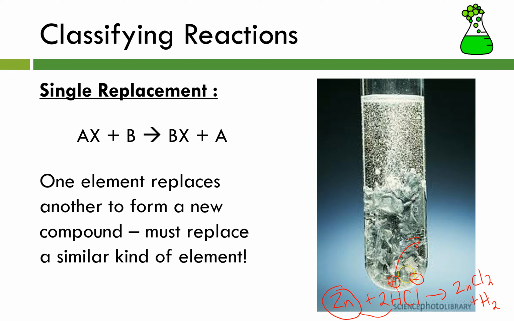And the hydrogen atoms can't exist on their own. Hydrogen is a diatomic molecule or diatomic element, whatever you'd like to call it. So you're going to produce H2. Zinc cannot replace chlorine to form zinc hydride, ZnH. It's just not going to happen.